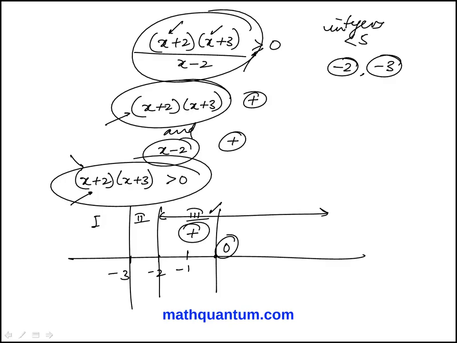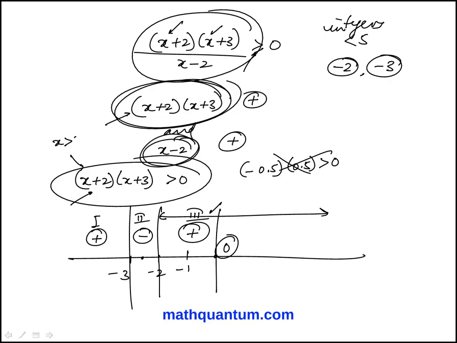And then if you try a number here, for example, minus 2.5, this becomes minus 0.5 times 0.5, which is actually negative. So you don't satisfy this, which means here it's negative, and then this is going to be positive. So the signs actually flip. So this expression here, the numerator, is positive in this region.